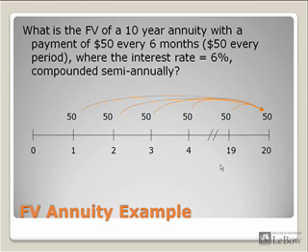So our example is, what is the future value of a 10-year annuity with a payment of $50 every 6 months, or $50 every period, where the interest rate is equal to 6% compounded semi-annually?